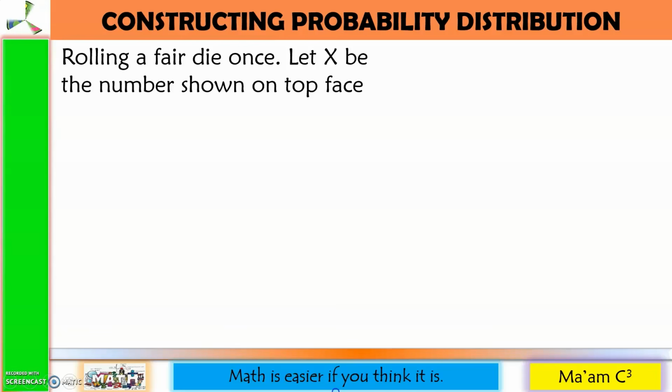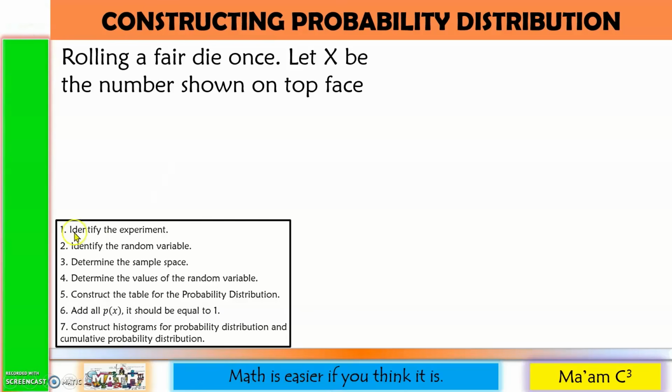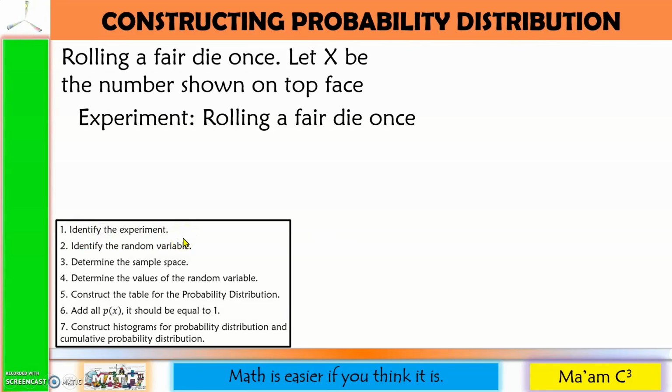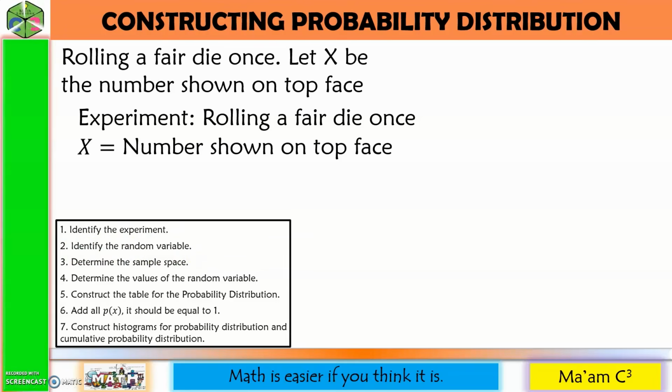First one, rolling a fair die once. Let X be the number shown on top face. Once again, here are the steps. Number 1, identify the experiment. Our experiment is rolling a fair die once. Number 2, identify the random variable. Our random variable is the number shown on top face.